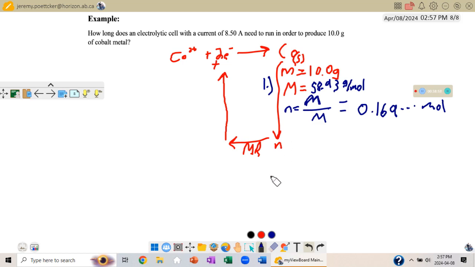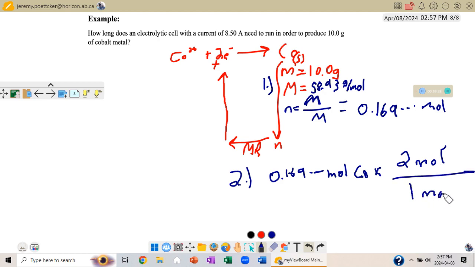Right? Now I'm going to multiply that by my mole ratio to get to moles of electrons. So moles of electrons is going to equal, let's do this the other way around. So again, I start with my 0.169 and so on moles of cobalt. Multiply that by 2 moles of electrons per 1 mole of cobalt. And take that number in my calculator, essentially multiply it by 2, and then divide by 1 if I really want to. That's going to be 0.339 and so on moles of electrons.